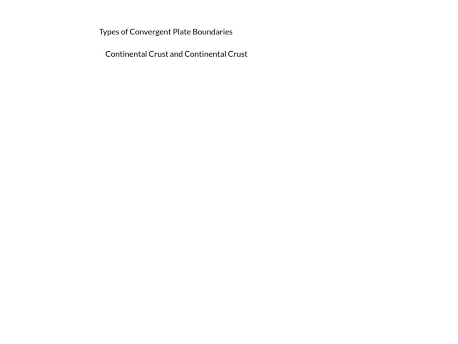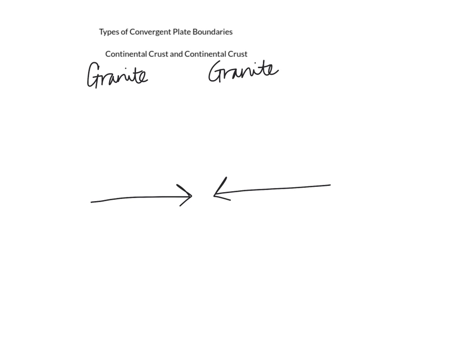The first type of convergent plate boundary, and so these are ones coming together, is when you have two continental crusts coming together. So we have two different types of crust. We have oceanic crust and continental crust. And continental crust is made out of granite. So you have two granite crusts with the same density, and so they're coming together, they're butting up against each other, and they're hitting each other, but because they're the same density, they're going to push each other up.